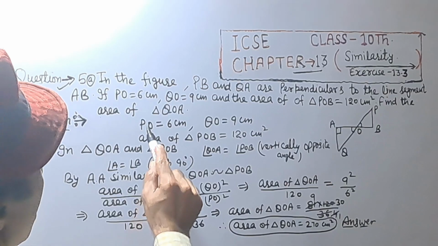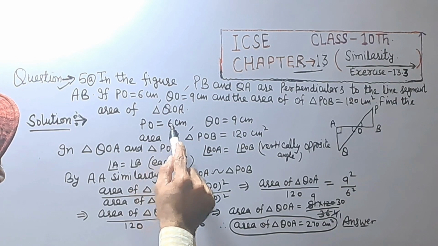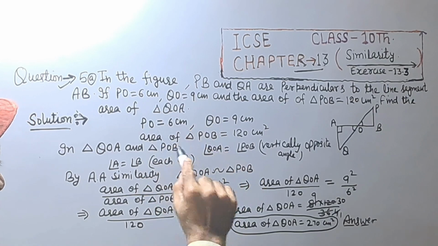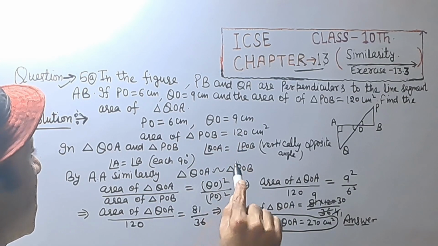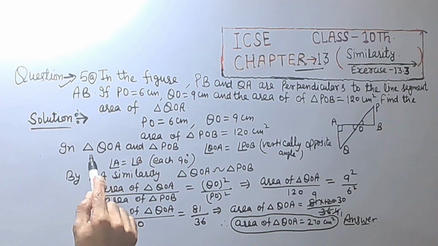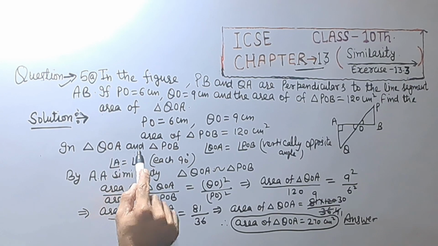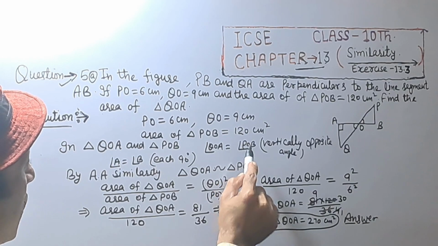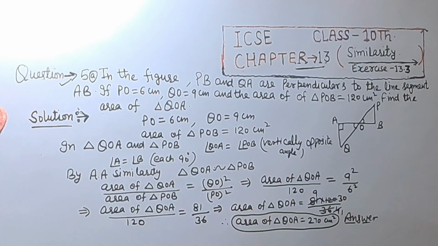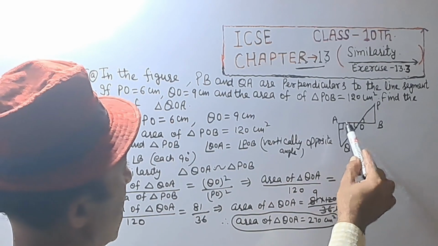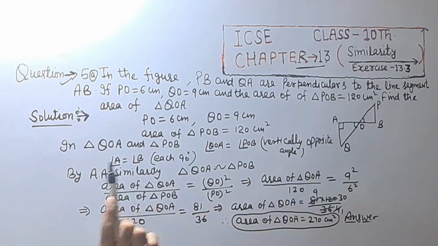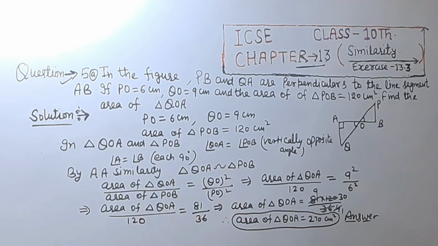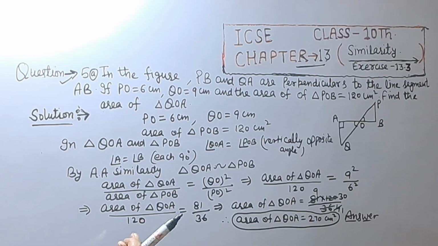Answer. Given PO is equal to 6 centimeter, QO is equal to 9 centimeter, and area of triangle POB is equal to 120 centimeter square. In triangle QOA and triangle POB, angle QOA is equal to angle POB, that is vertically opposite angle, and angle A is equal to angle B, each 90 degree. By angle similarity, triangle QOA is similar to triangle POB.